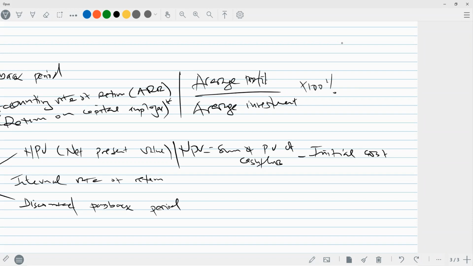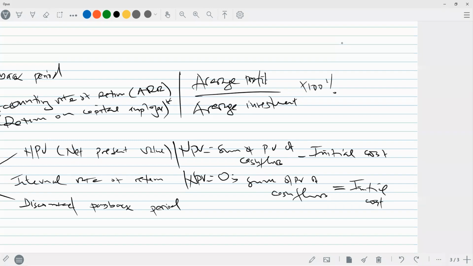IRR, as we mentioned, gives me the discount rate. Once we discount the cash flows of the project using this rate, we end up with the sum of the present value equal to the initial investment cost. In short, the NPV of the project is 0 when we discount those cash flows using that rate. Therefore, at IRR, the sum of present value of cash flows is equal to the initial investment cost.